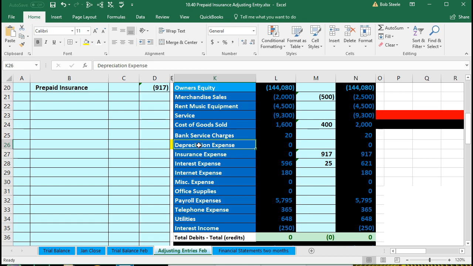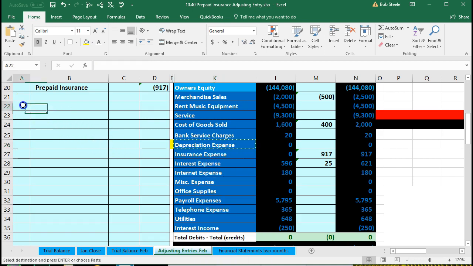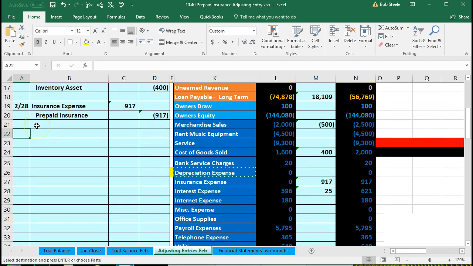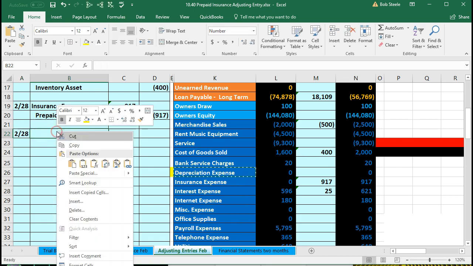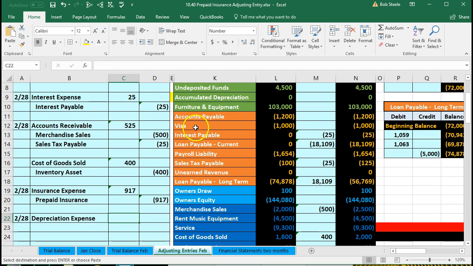So we're going to copy that in K26, right click and copy. We're going to make our new entry in A22, and like all entries, it's going to be as of the end of the month. 2/28 is the date. We're going to put the depreciation expense up top, right clicking and pasting. And then that means that the other side is going to be the credit. Here it is, accumulated depreciation. That's what the credit will then be.